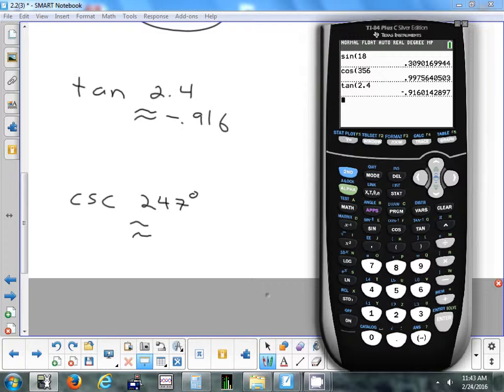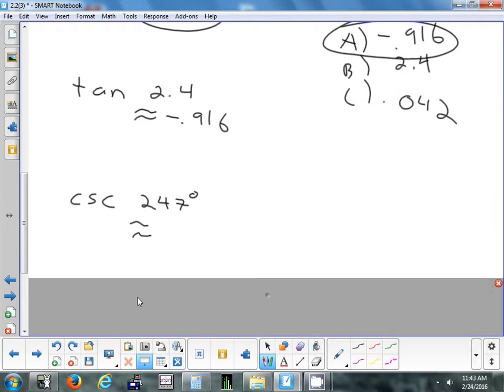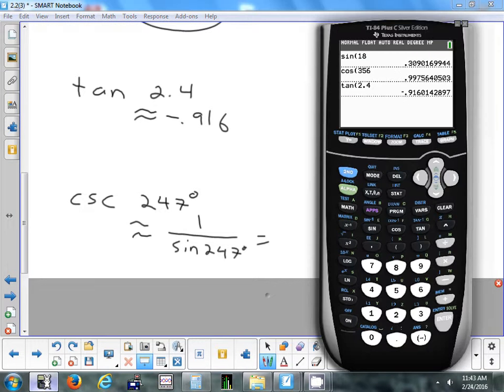Use sine and do what? And flip it. Okay. To find the cosecant, find the sine, and flip it. Just like we've been doing all along. So you can either type it in this way, or if you can't do it as a fraction, you can just type sine 247, get the answer, and then do 1 divided by, and now type in that answer. On my calculator, I have a button I can just press answer, and it'll type that in for me. If you don't have that, just type it in. Negative 1.086.